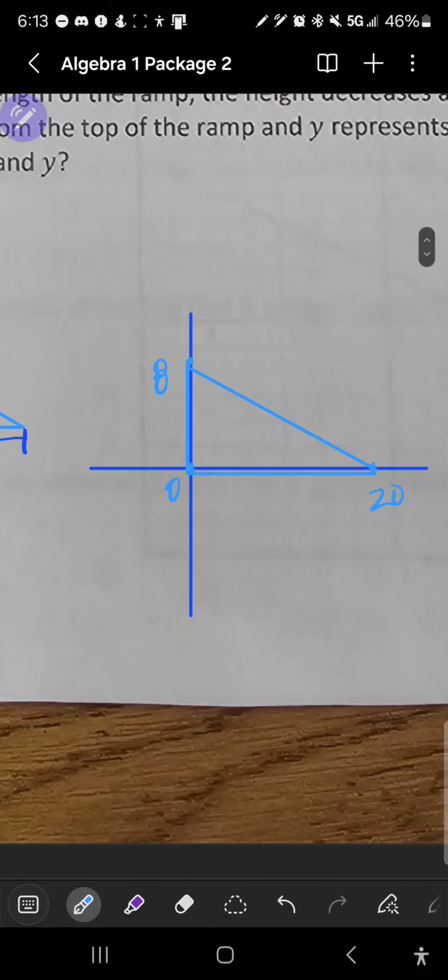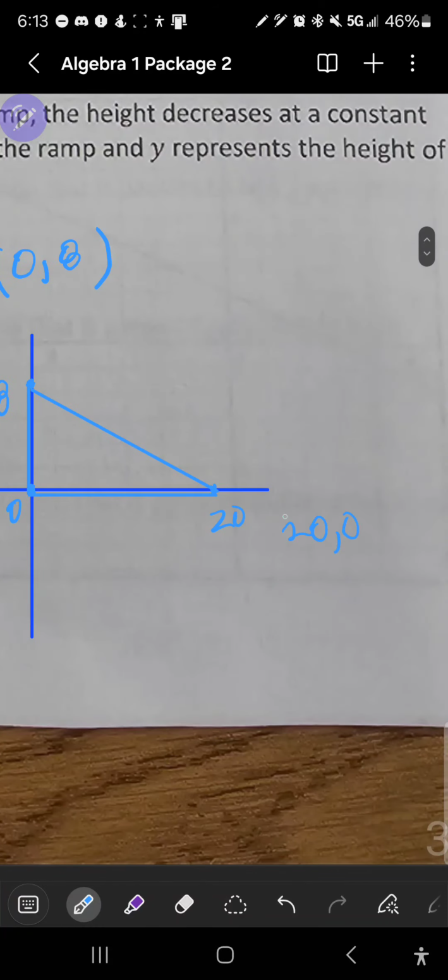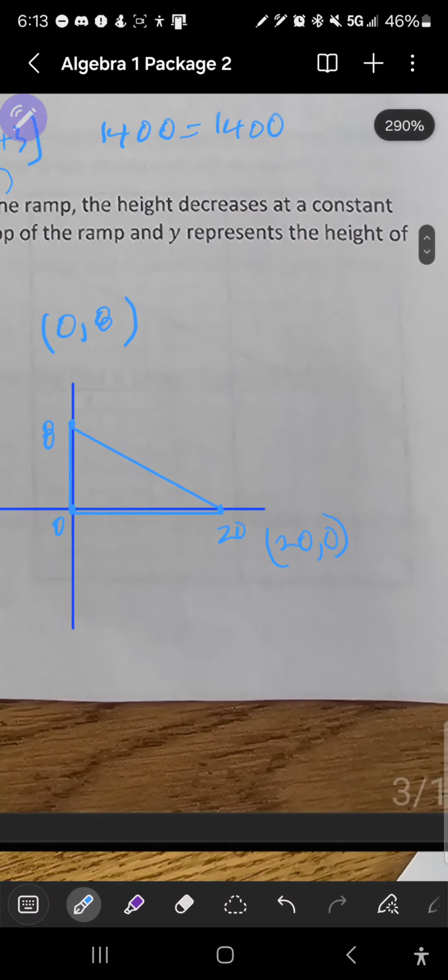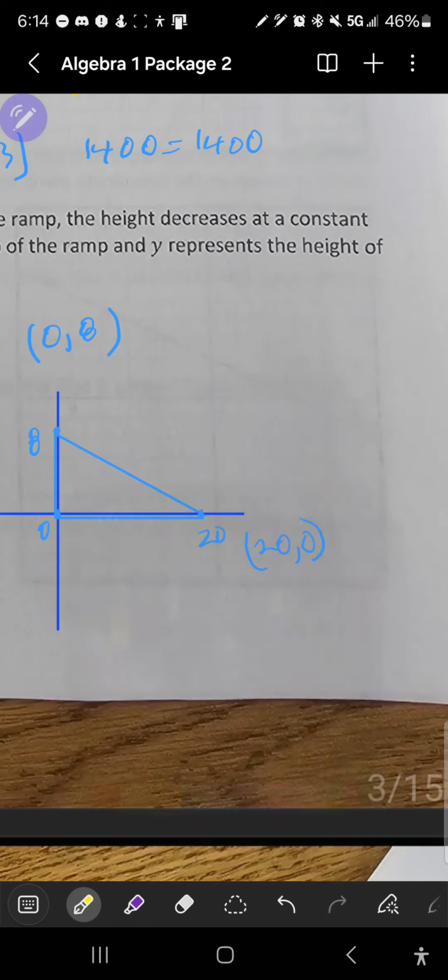So the 2 points are going to be 0, 8, which is right here, and then here we have 20, 0, right here. Now since we have the 2 points, we can calculate the slope. So slope equals y2, which is 0, minus y1, 8, over 20 minus 0. Then it's going to be negative 8 over 20. We can simplify by 4, so I'll divide this by 4. 8 divided by 4 is 2. 20 divided by 4 is 5. So since the 8 is negative, it's going to be negative 2 over 5.